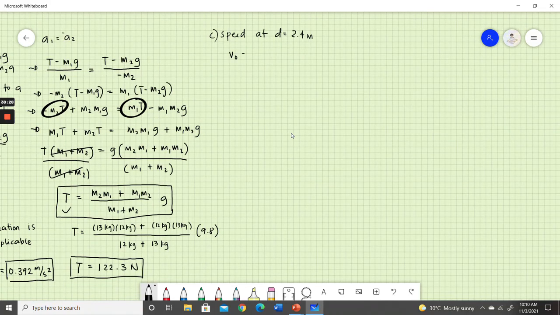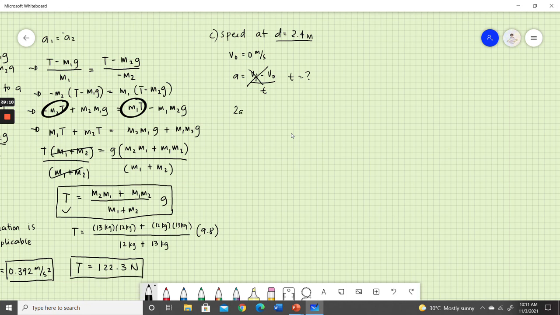Since we know that our initial velocity is 0 meters per second, we have two equations that we can use to solve for speed. We can use acceleration is equal to Vf minus Vo divided by T. But we cannot use this because we do not have time. So this is a no-no. We cannot use this because we do not know time. But what we have is distance. So we have a displacement.